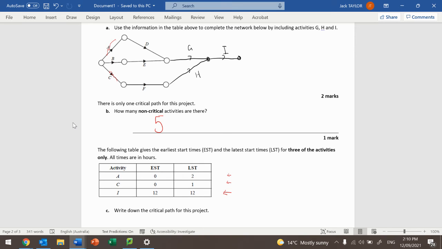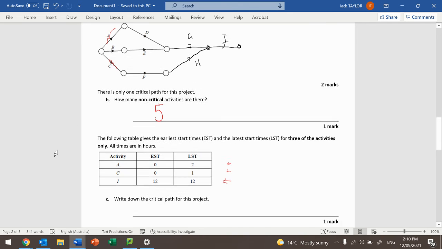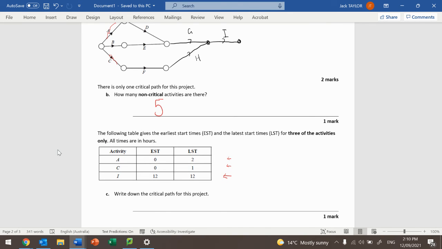That literally only leaves one possible option for the critical path. It has to start with B, so it has to be B, E, G, I. So if you get a question like this, you need to understand that the earliest and latest start time has to be the exact same for activities that are on the critical path.